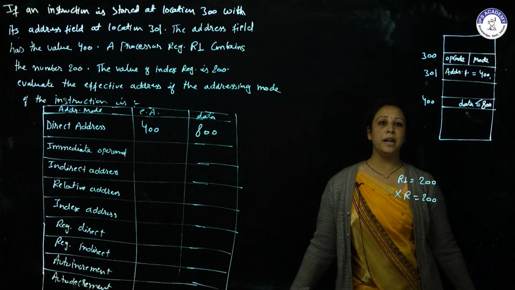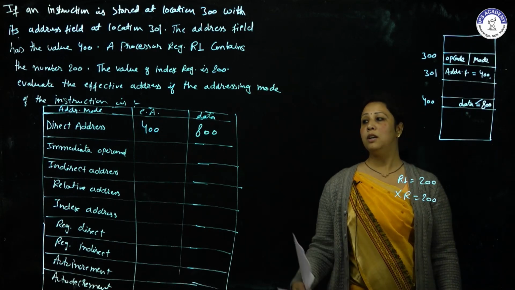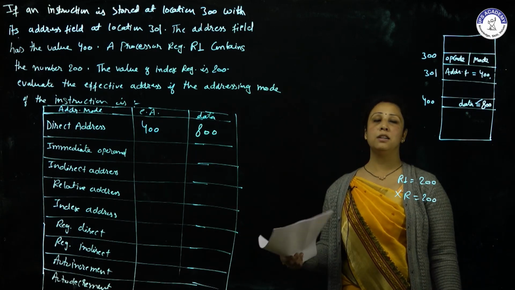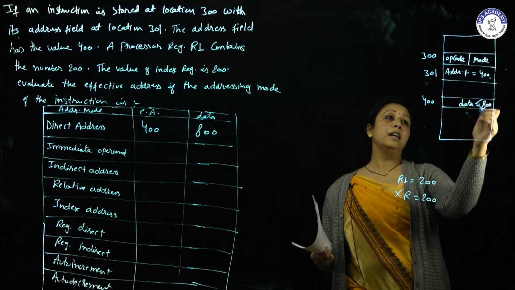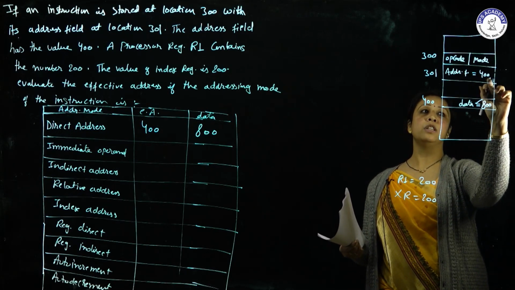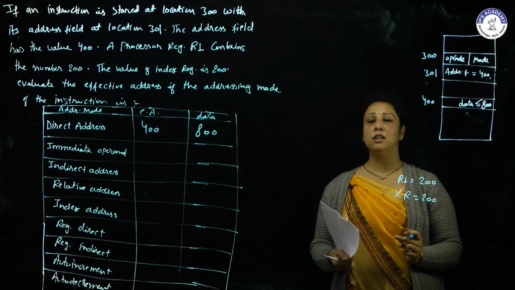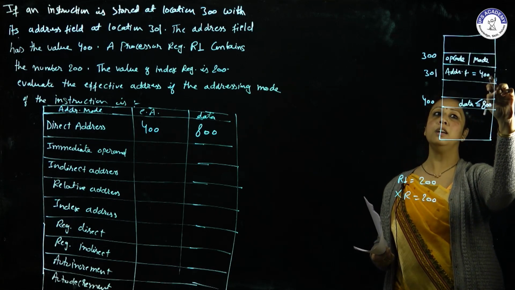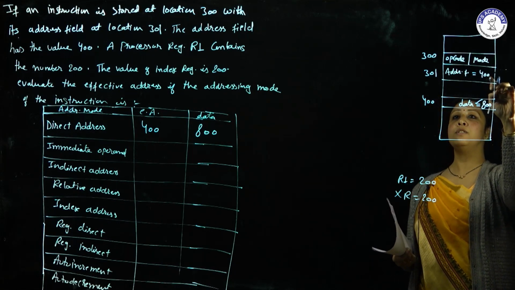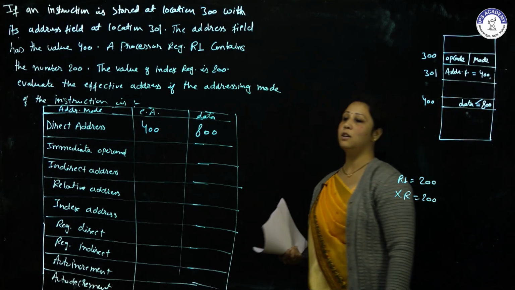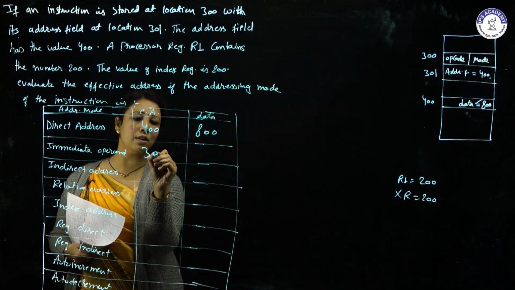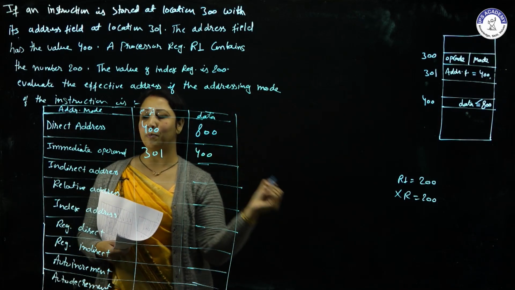Then immediate operand mode. As we know, immediate operand mode tells us the address field contains the data on which we have to perform the operation. So data is 400 and the address of this 400 is 301. So effective address is 301 and data is 400.